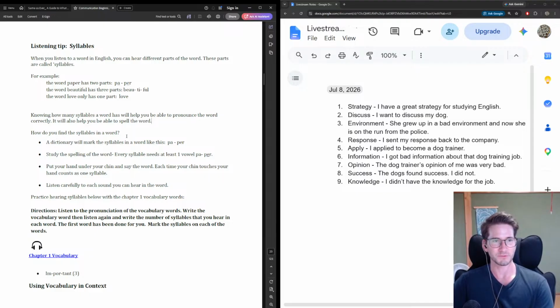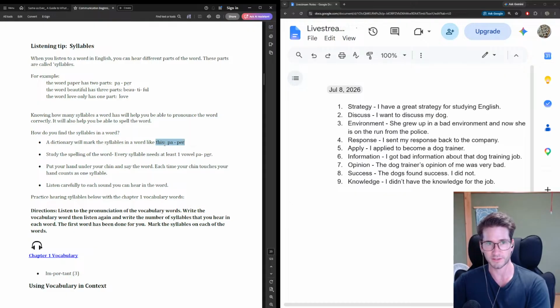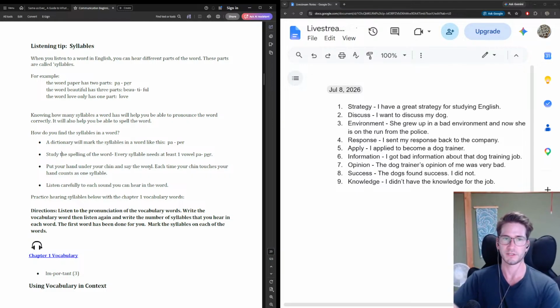How do you find the syllables in a word? A dictionary will mark syllables in the word like this. So if you're looking for pronunciation from a written word, this is a good way to find it. That's what that space means. It's pa-per. Study the spelling of the word. Every syllable needs at least 1 vowel. Paper. Yeah. So our vowels again are.